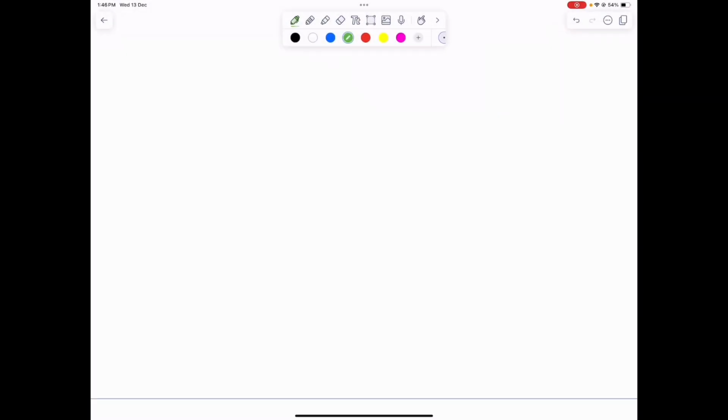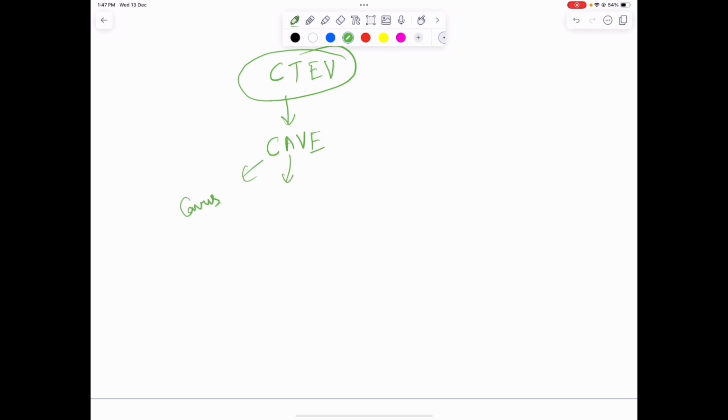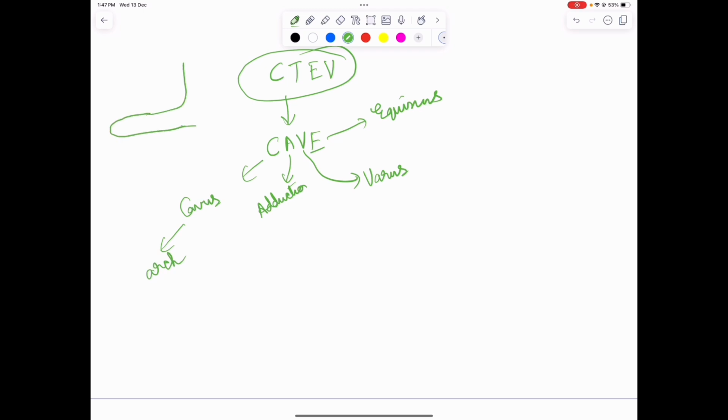Now, what are the pathologies that are seen in CTEV? In CTEV, we can remember this by the mnemonic CAVE. In CAVE, C is for cavus. A is for adduction. Now, cavus occurs at the arch level. As we move from distal to proximal part of the foot, in the same way all the pathologies will move. This would be similar.